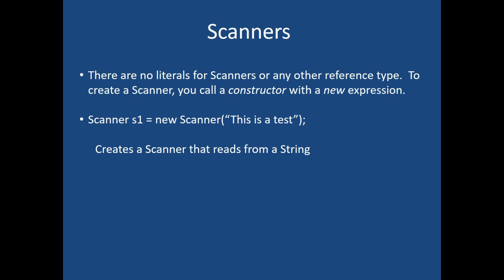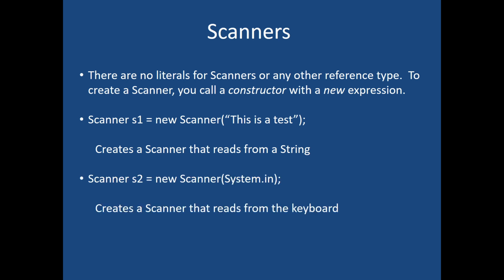So for every other class besides string, if you want to create a new object of that type, you have to use what's called a constructor. So new Scanner, this is a test, creates a scanner that's going to tokenize the string, this is a test. So that creates a scanner that gets its text from that string right there. Now there's another way to create a scanner. You can create a scanner that takes its input from the keyboard. We'll do that sometimes.